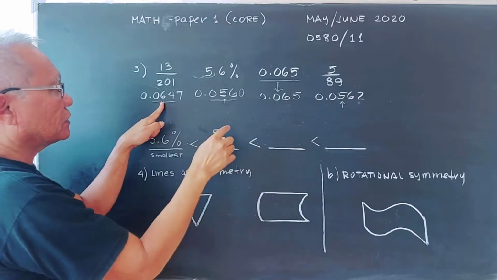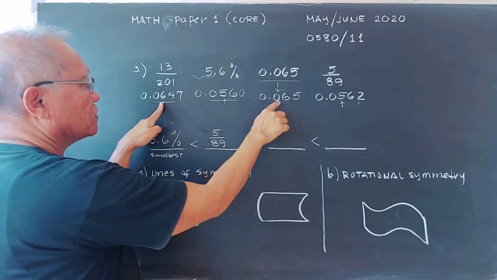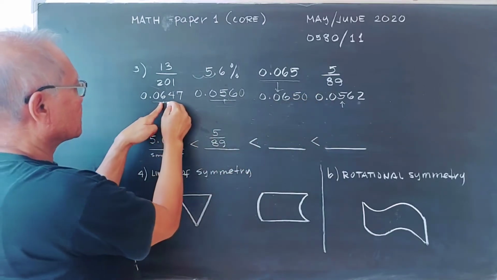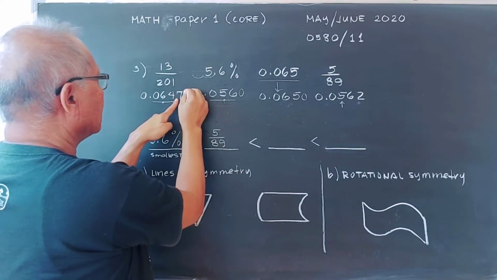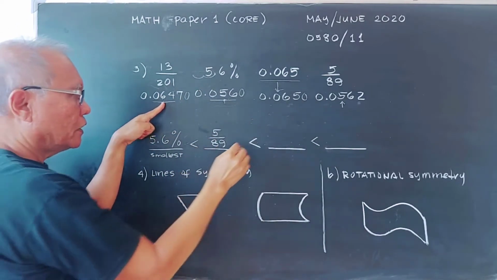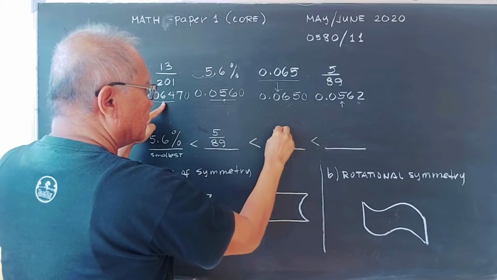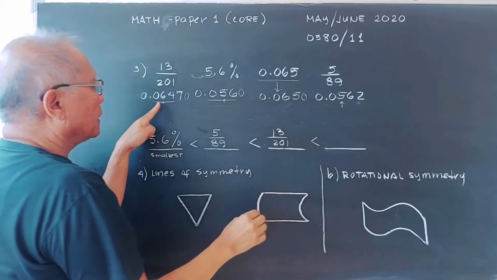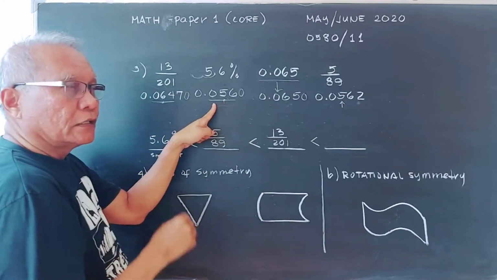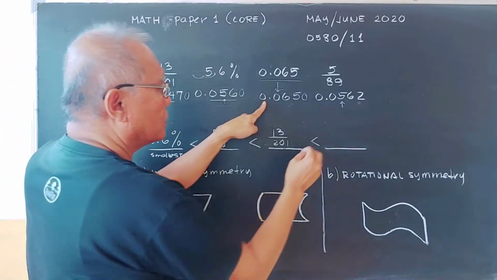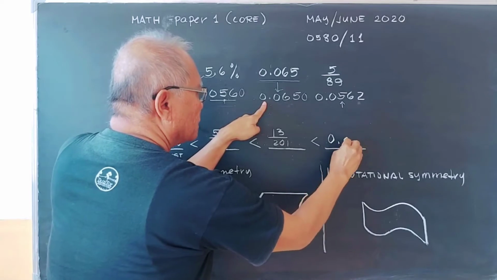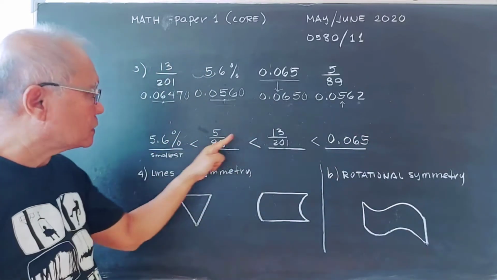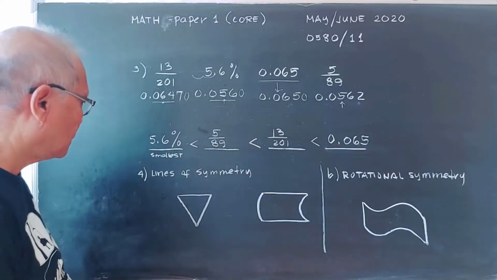We are going to compare the 0.0647 and 0.065. This one is 650. This one is only 647. Therefore, this one is smaller. So we write here 13 over 201. And then last is the largest, which is 0.065. You write the original given.